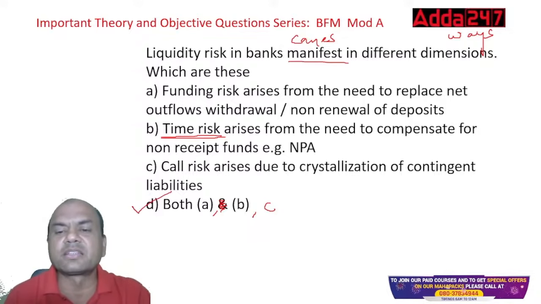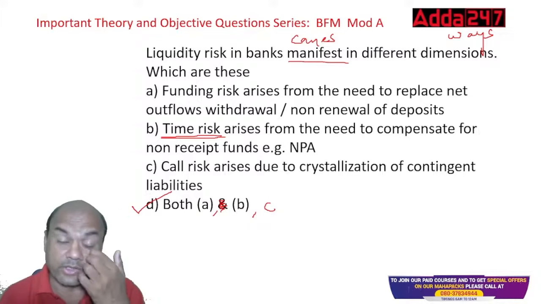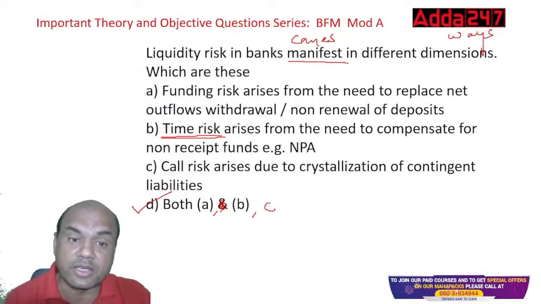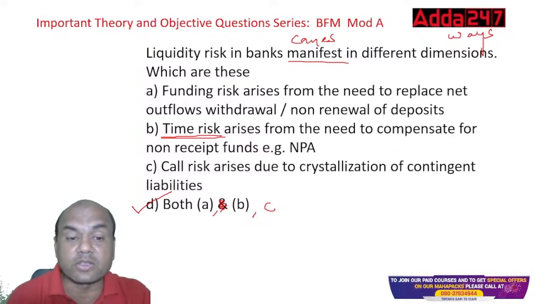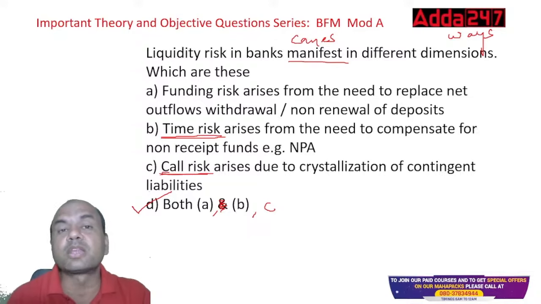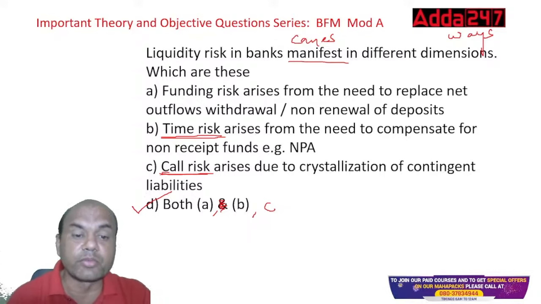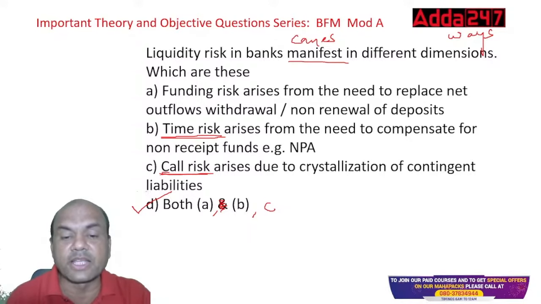Because funding risk is to replace the net outflow. That is also correct. Time risk is for compensating the non-receipt of funds. That is also correct. And call risk is also a type of this liquidity risk only. Because if tomorrow there is a huge bank guarantee to be paid by you, then from where will you get the urgent funds? So actually it's A, B, and C.